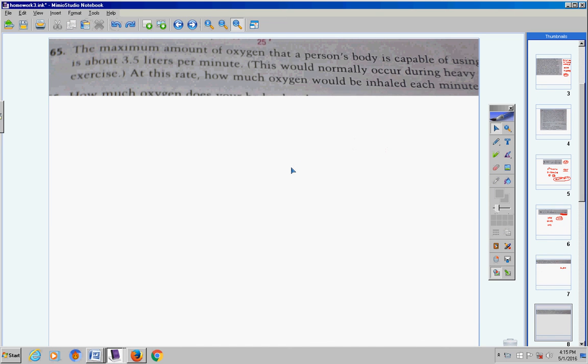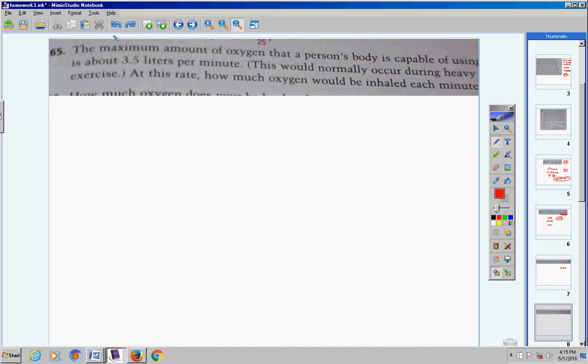Okay, number 65. The maximum amount of oxygen that a person's body is capable of using is about 3.5 liters per minute. That's a lot of oxygen. And this would normally occur when a person is doing heavy exercise, something I probably know very little about. But anyways, at this rate, how much oxygen would you be inhaling?